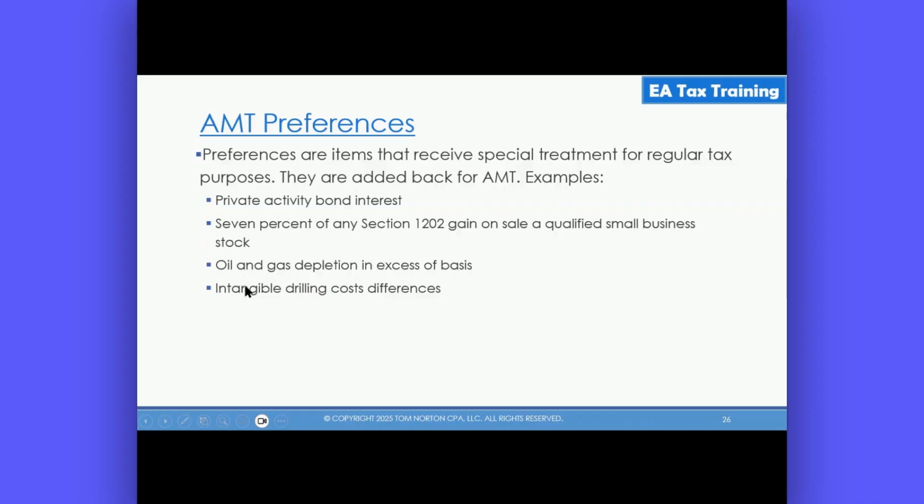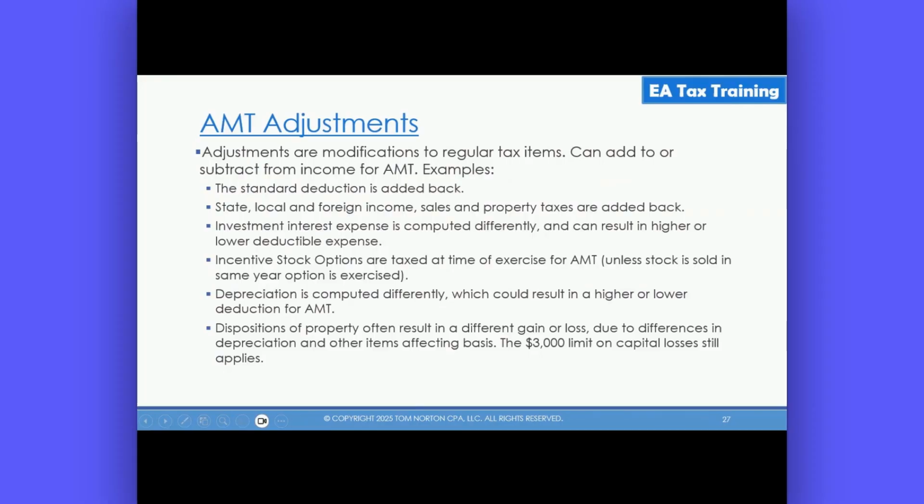Back when the AMT came into being, some of these wealthy people who were not paying any income tax were oil magnates who were wealthy because of oil. So that's why you've got a couple of these oil and gas related preference items that have to be added back. Next are our adjustments.